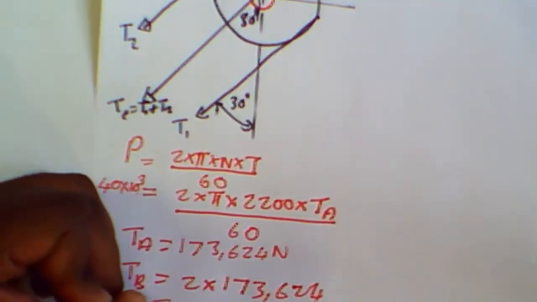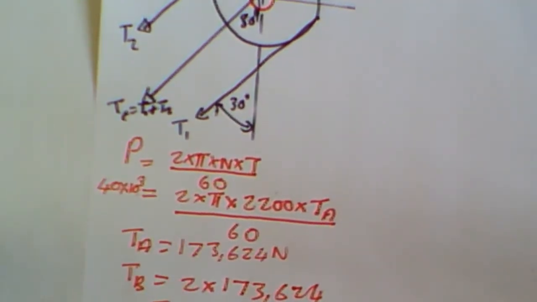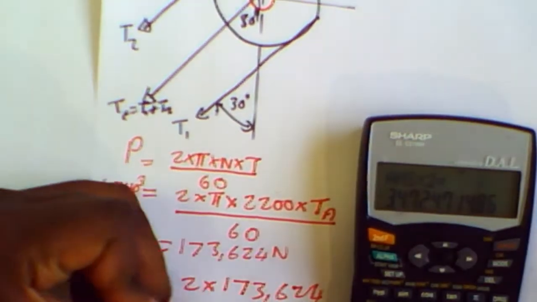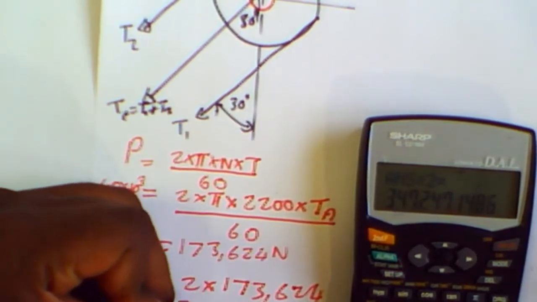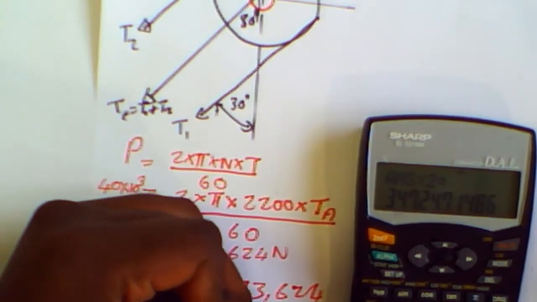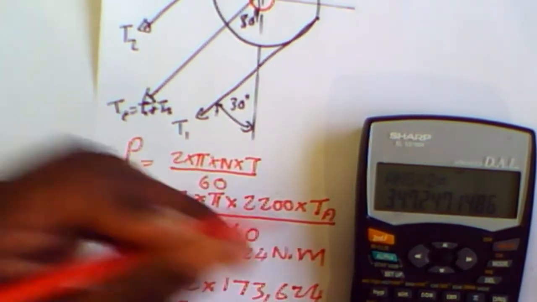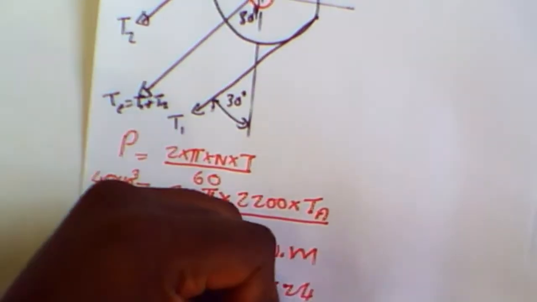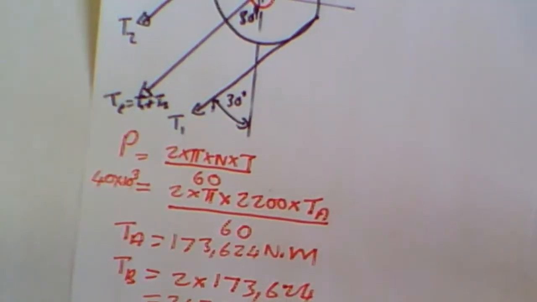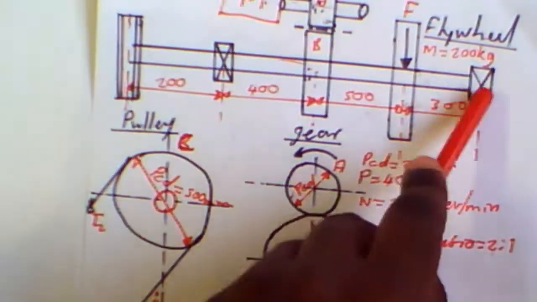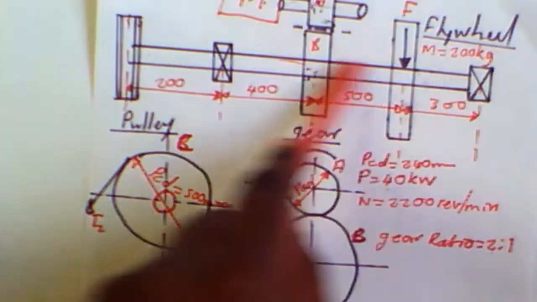So multiplying this by 2, let's see, times 2. Alright, so this gives me an answer of 347,247 Newton meters. Ah man, this is Newton meter. Torque is Newton meters. So this is the torque on my gear B, and gear B happens to be fitted on my shaft.